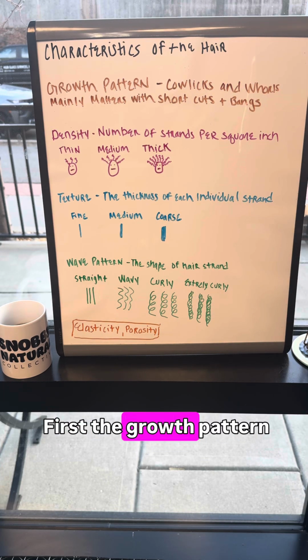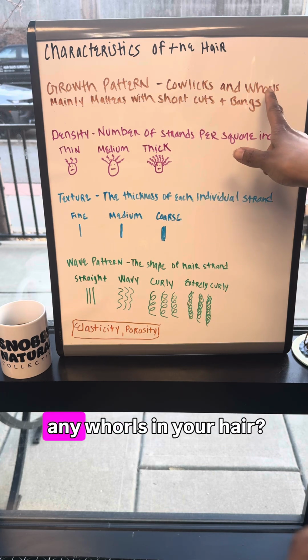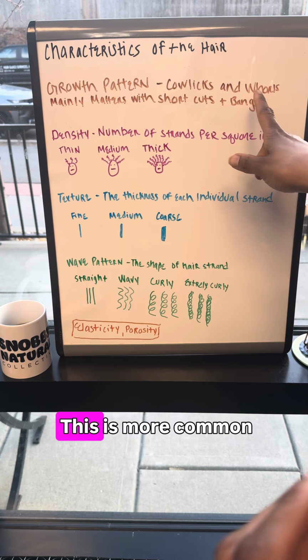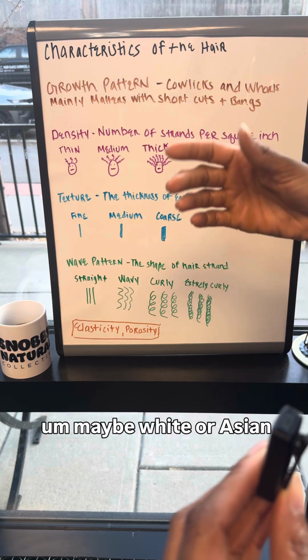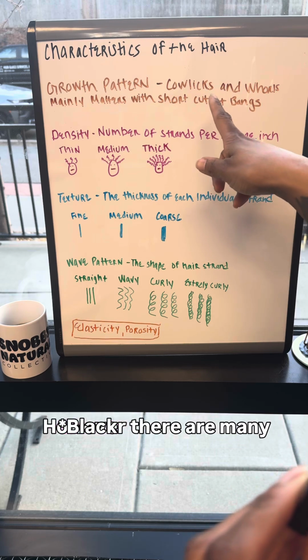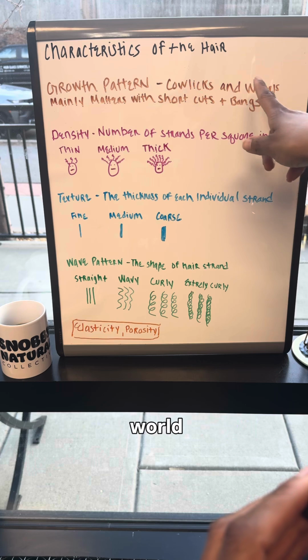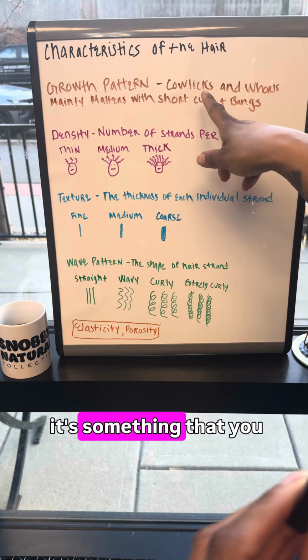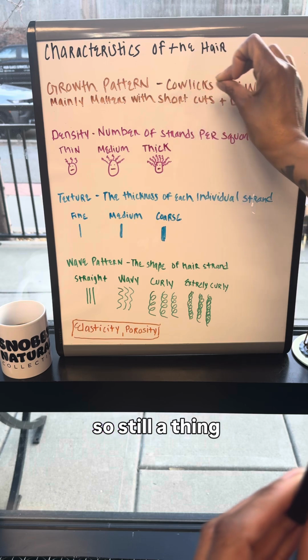First, the growth pattern. So, do you have any cowlicks or do you have any whorls in your hair? This is more common within other cultures as far as maybe white or Asian. However, there are many people that do still have cowlicks and whorls. So, it's something that you may not see all the time, but it's still very much a thing.